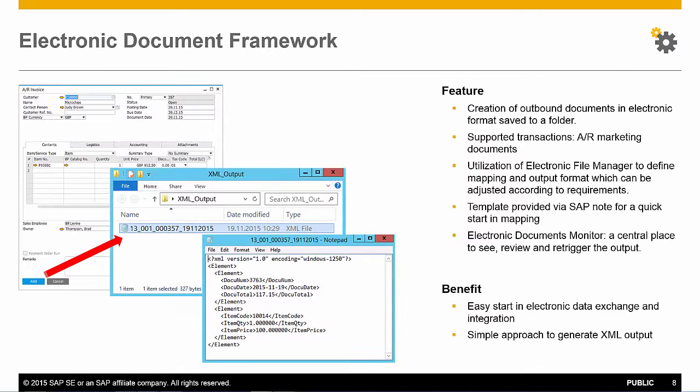The Electronic Document Framework. With the Electronic Document Framework, you can now generate XML files for your transactions for integration purposes. It supports all accounts receivable transactions on the customer side, like quotations, sales orders, deliveries, or invoices. The Electronic Document Framework can easily be set up, and in combination with an integration solution, such as the integration framework of SAP Business One, you can implement an electronic data exchange scenario. This now provides a simple approach to generate an XML output for your business and an easy way to set up an electronic data exchange and integration with your customers.